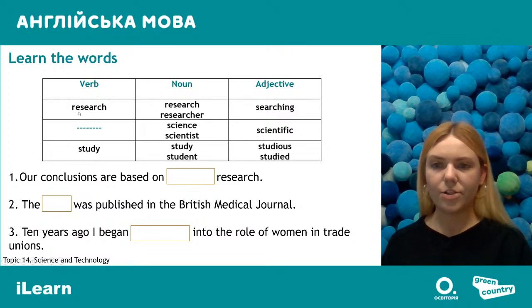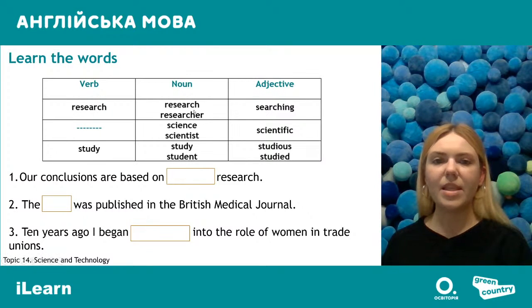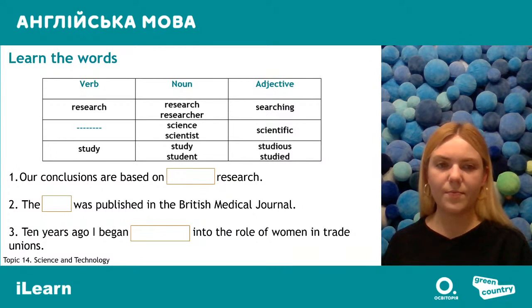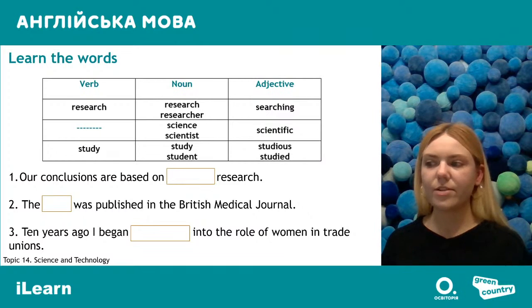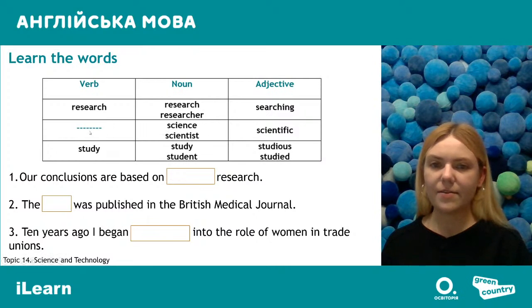We know that research can be a verb, досліджувати, it can be a noun, research, дослідження, or a researcher, дослідник. And we can form an adjective, searching. Searching can mean ретельний, or it can mean той, що досліджується. For example, searching questions. Then let's look at the next one. We have a noun, science, наука, scientist, науковець. We don't have a verb like that, but we have an adjective, scientific, науковий.